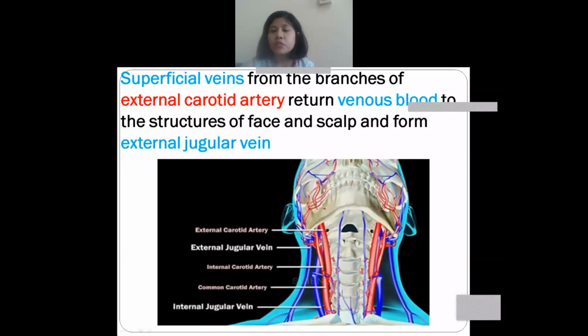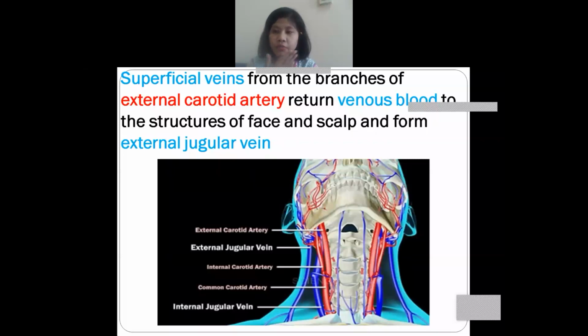All right. So the superficial veins from the branches of the external carotid artery, which is this, on both the right and the left side, return the venous blood, that is the deoxygenated blood. They return the venous blood from where? From the face and the scalp. It's in your face area and in your scalp area.